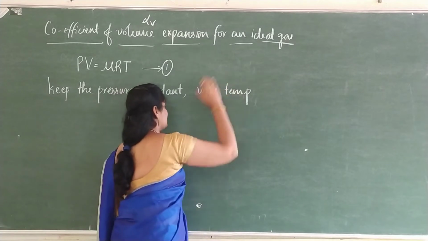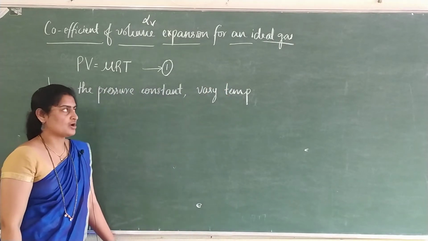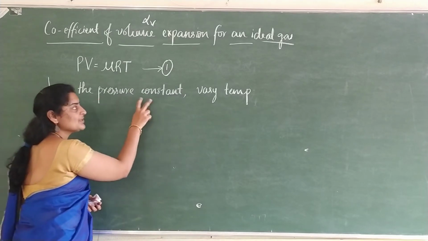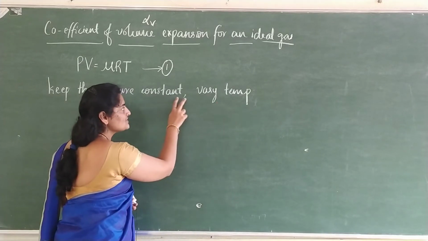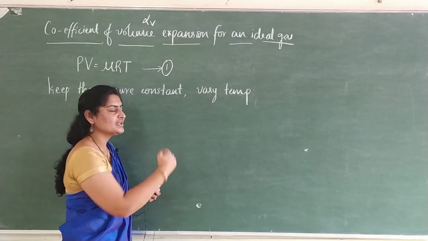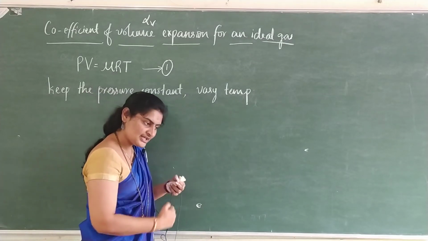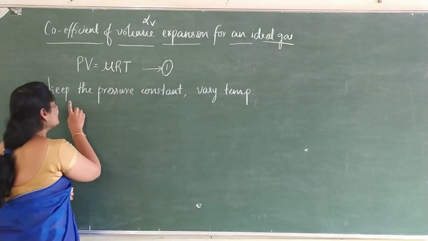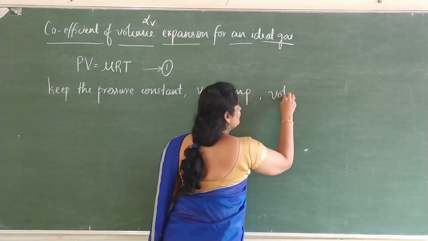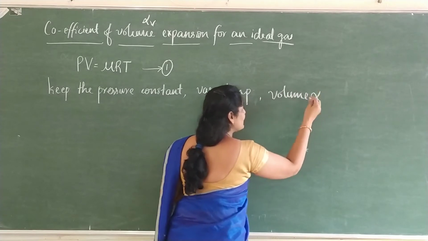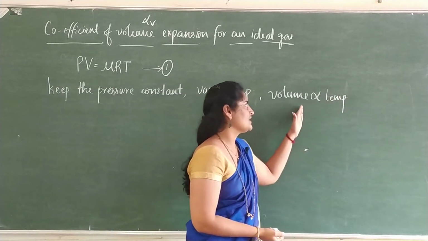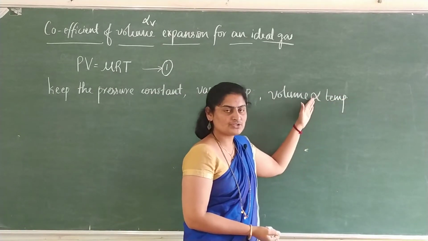Because it is an ideal gas, it has to obey Charles' law. At constant pressure, temperature and volume are directly related. If temperature increases, volume has to increase. If temperature decreases, volume has to decrease. So, if I keep the pressure constant and vary temperature, I know that the volume of the gas must be directly proportional to temperature.